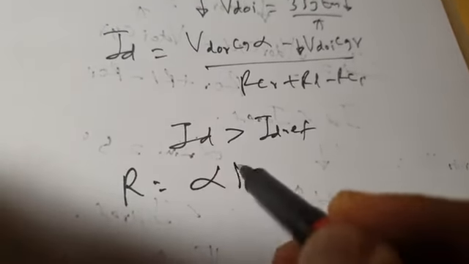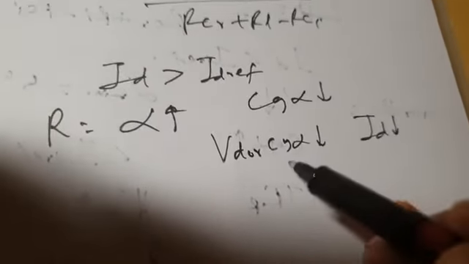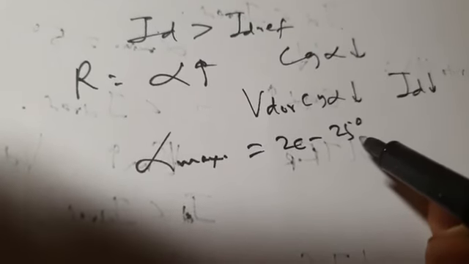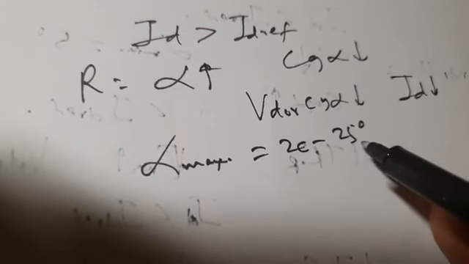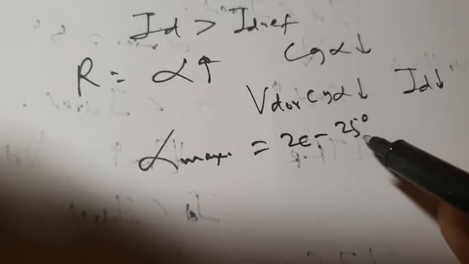It will increase alpha. When it increases alpha, cos alpha decreases. What happens then? This product decreases. VDOR cos alpha decreases and your current decreases. It is possible that when current decreases, ID is equal to IDREF and the control action ends. But if it increased alpha, what is the maximum alpha? Maximum alpha is 20 to 25 degrees. Suppose it has already reached the maximum delay angle. It cannot increase beyond this. The controller will not allow it to go beyond 25 degrees.